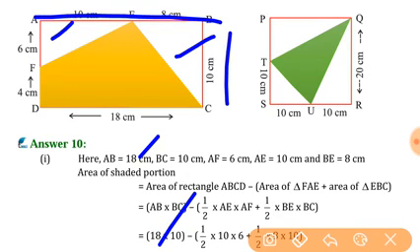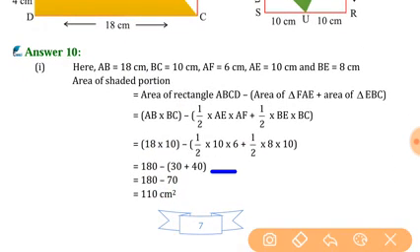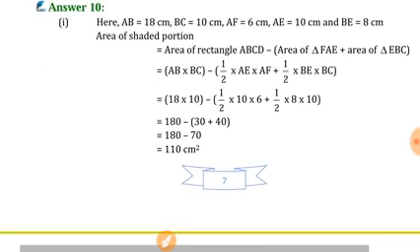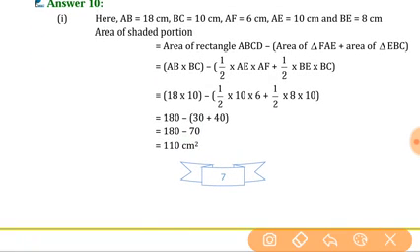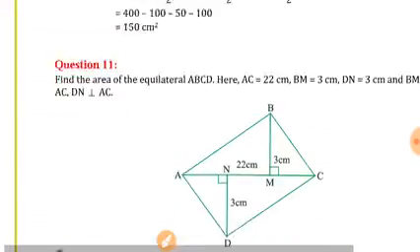What is the formula for the area of a triangle? Half of base and height. So half of 10 into 8, and half of 6 into 10. This is how we can add them: 30 plus 40 is 70. 180 minus 70 is 110 centimeter square. So that one you can also do.